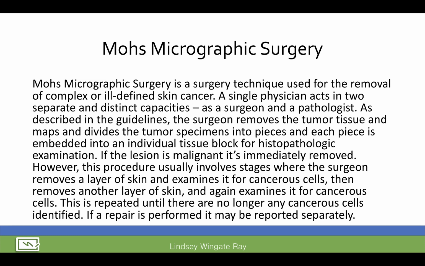However, this procedure usually involves stages where the surgeon removes a layer of skin and examines it for cancerous cells, then removes another layer of skin and again examines it for cancerous cells. Those are each called stages. Each time he examines it, it's a stage. The amount of different tissue specimens he cuts into pieces is the blocks. This is repeated until there are no longer any cancerous cells identified. If a repair is performed, it may be reported separately with these codes.